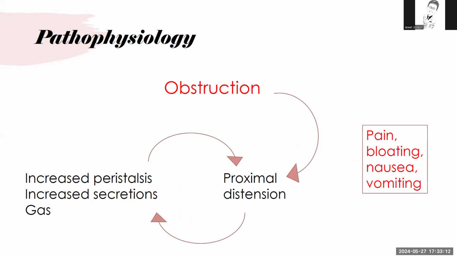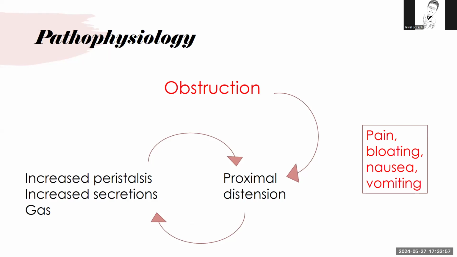Whenever there is an obstruction, there will be proximal distension. The part of the bowel which is before that obstruction would get distended. That will activate the myenteric plexus, and the body actually tries to push harder. It will increase the peristalsis and it will increase secretion so that there is some fluid and lubrication and the obstruction will pass through. But if that obstruction is not relieved, this increased peristalsis and increased secretions can cause some pain, but the increased secretions will again increase the distension. Whenever there is increased secretion, there will be a bacterial overgrowth leading to the production of gas, which in turn again increases the distension. So this will go on as a vicious cycle.